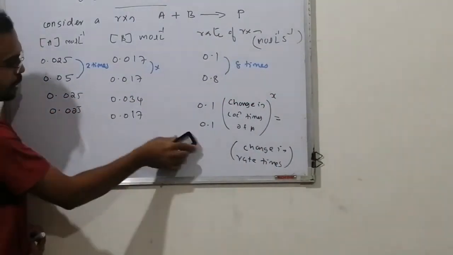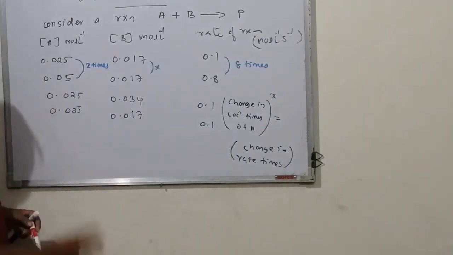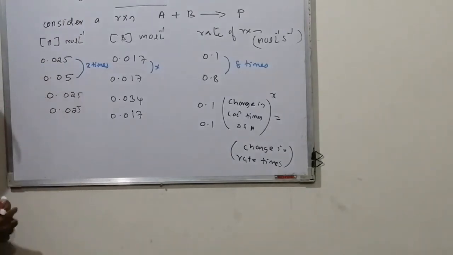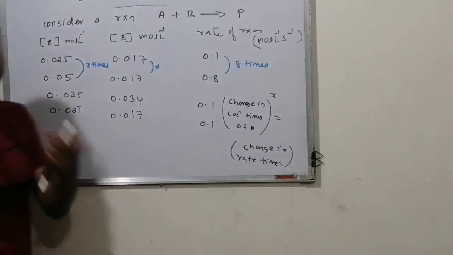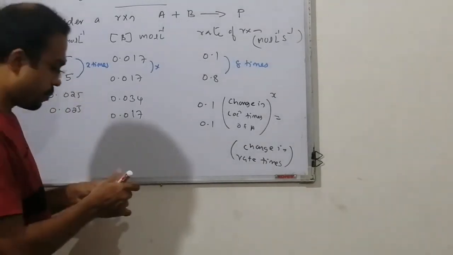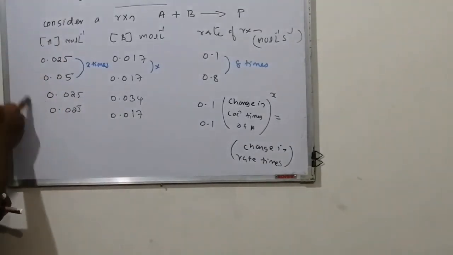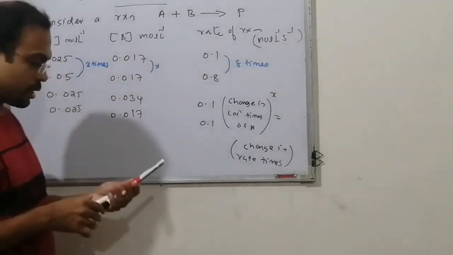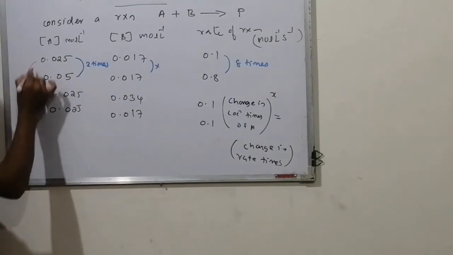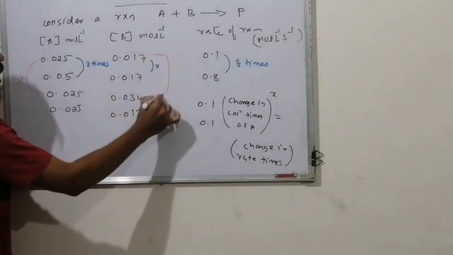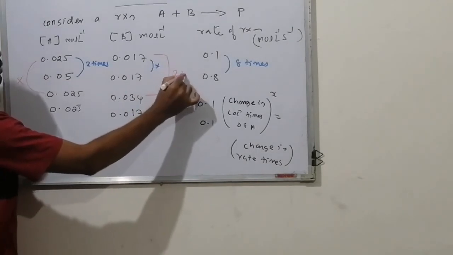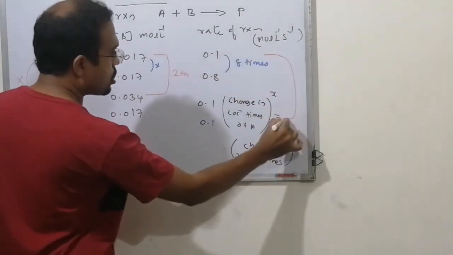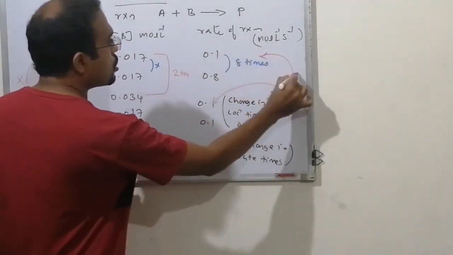Now we can go to B. For B, what shall you select? You select the data where the concentration of A is constant but B is varied. Here the concentration of A is constant, but the corresponding pair of B is varied. Don't take that, but take this. How many times does B change? 2 times. What is the change in rate? Tell me, I am talking about this one. 0 times.